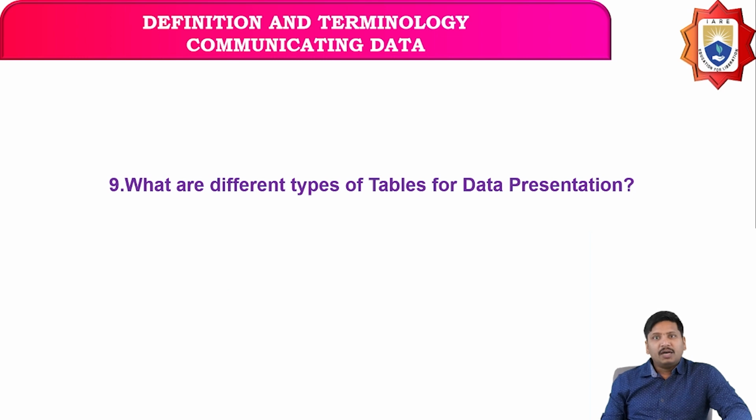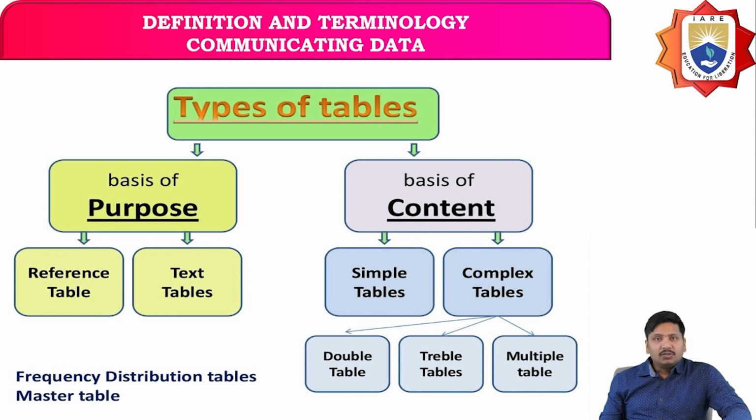So what are the different types of tables for data presentation? The types of tables will be on the basis of purpose and on the basis of content. Based on purpose means reference table and text table, and based on content means simple and complex tables. This complex table is further divided into types like double tables, triple tables, and multiple tables.